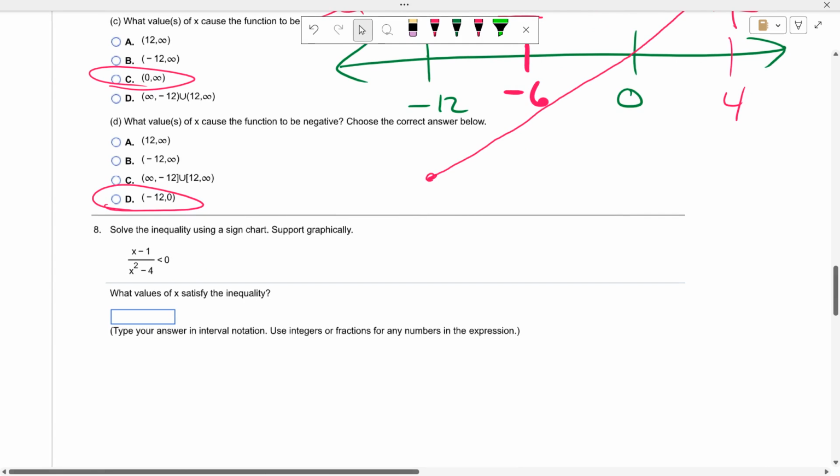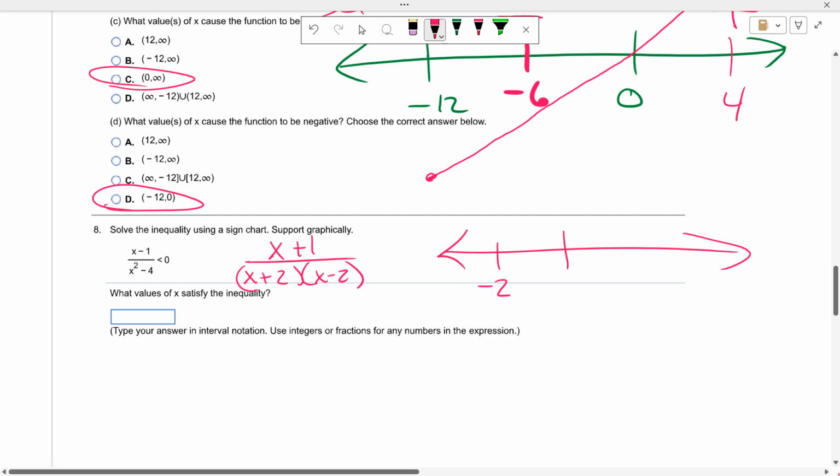Okay, last one here. x plus 1 over x plus 2, x minus 2. So our sign chart will involve all these numbers. A negative 2. Oh, that's an x minus 1 on top. A 1 on the top and a 2. Okay, so we've got to check. So let's throw in a negative 3 right away. We throw in a negative 3, the top will be negative. The bottom will be a negative times a negative, which is a positive. A negative over a positive is a negative.